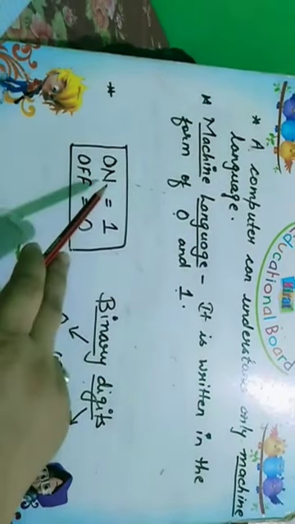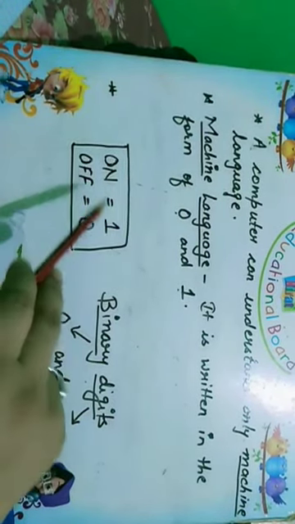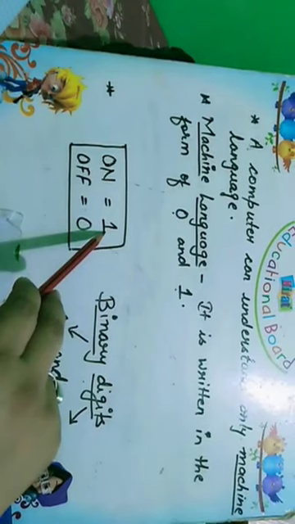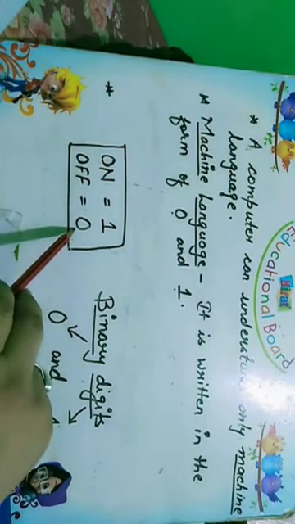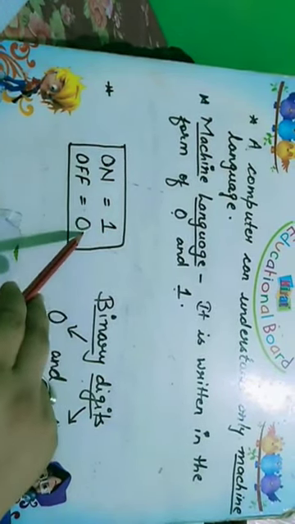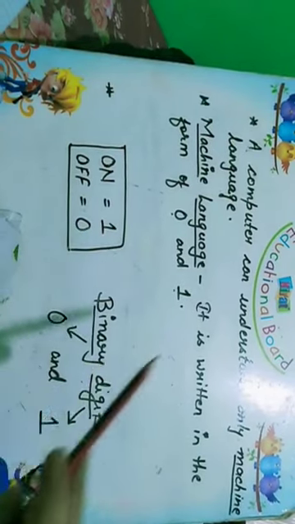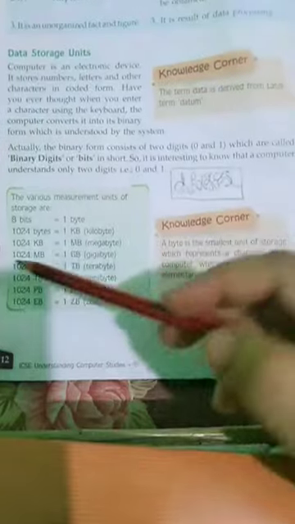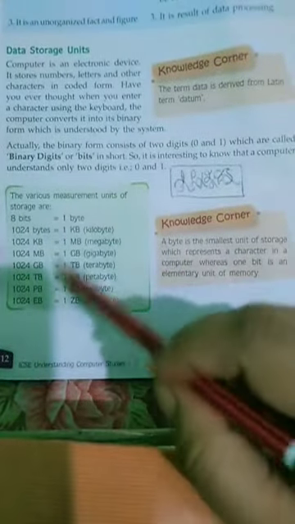A computer takes input in two forms. That means computer only knows two states, that is on and off. On is represented by 1 and off is represented by 0. These digits 1 and 0 are called binary digits. Now children, here in this green box are given some measurement units of storage.